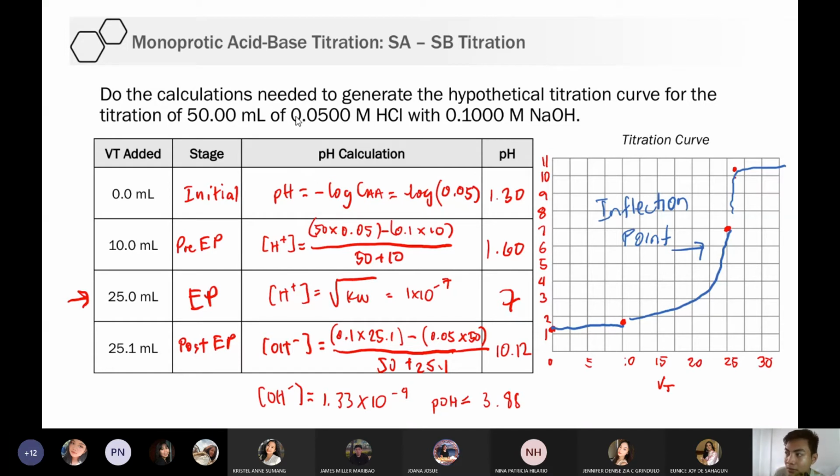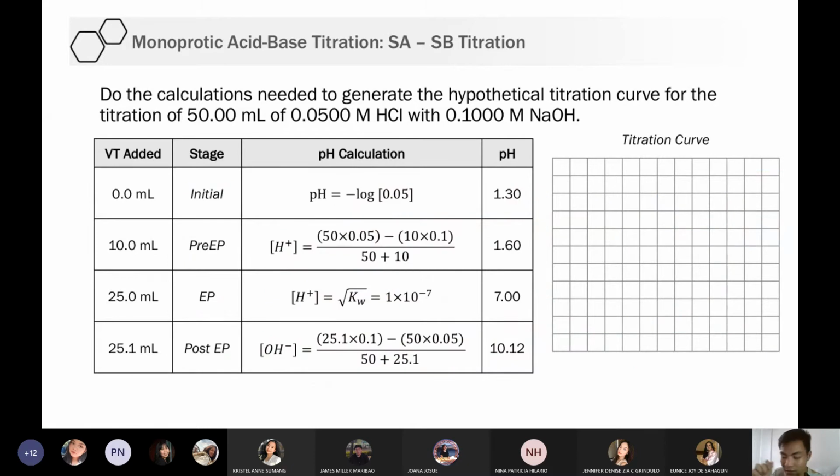50 ml. Ano yon? VA. 0.05 MA yon. 0.1 empty yon. O yung VT dito mo kukunin. Plug in mo lang. Then you will get the pH. Okay? So, ito yung sagot. Ito yung nasa PowerPoint nyo. So, this is the summary. Cleaner version. So, yan.